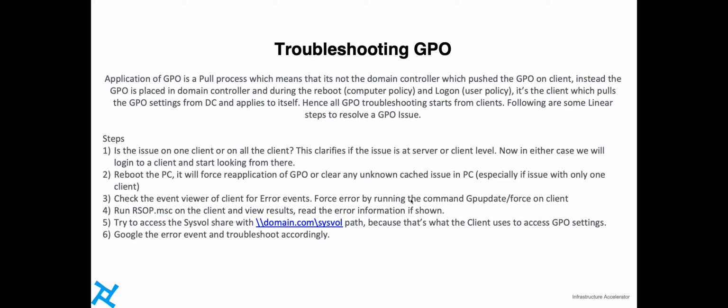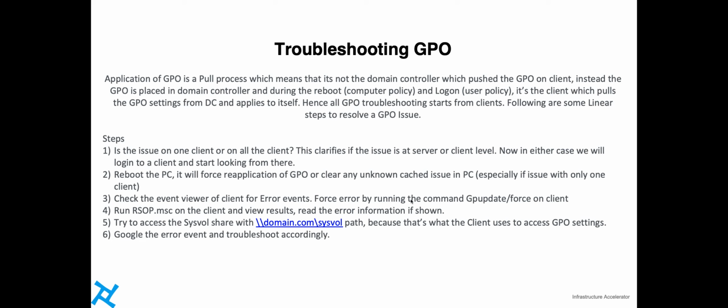First step, like I told you, reboot the computer. It will always force the reapplication of the GPO and clear any unknown cached issues. This is very valid, especially if the issue is on only one PC. Like I told you, when you are logging in, the user policy gets applied, and when you are rebooting the computer, the computer policies get applied. So if you are having a GPO issue, go ahead and reboot the PC, so that if there is any cache or temporary issue with the PC which is causing the group policy not to apply, it will get cleared by itself.